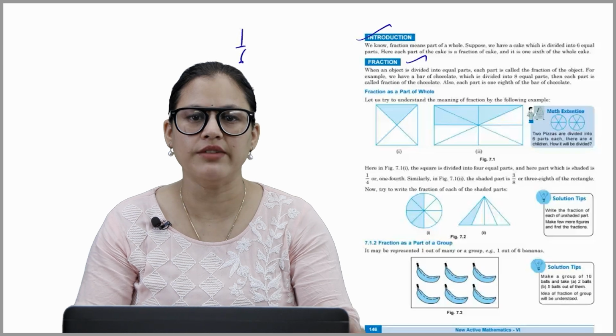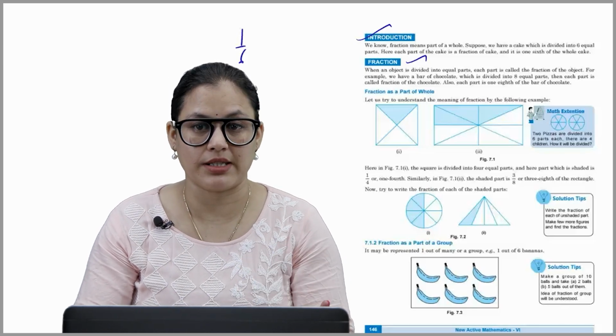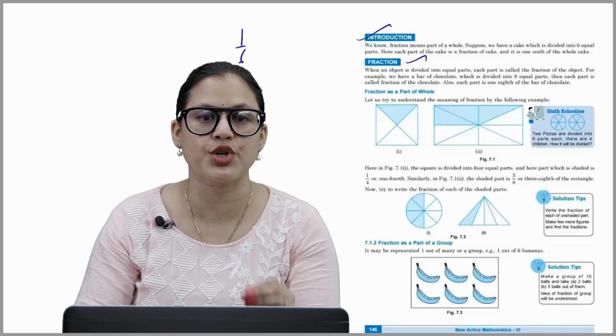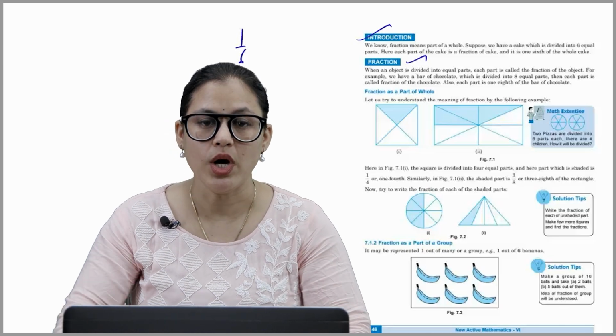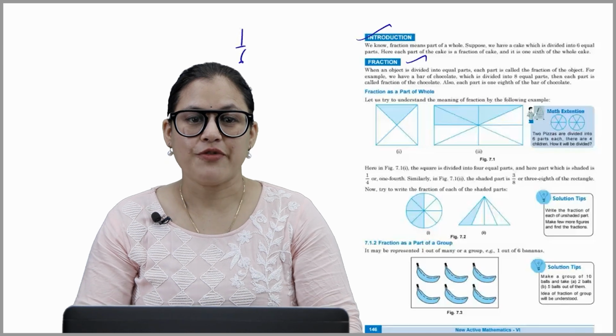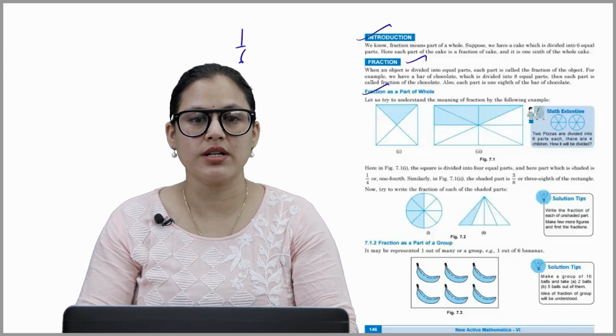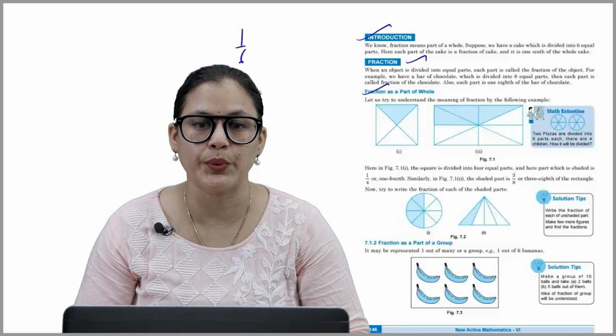For example, we have a bar of chocolate which is divided into 8 equal parts. Then each part is called a fraction of the chocolate. Also, each part is 1/8 of the bar of chocolate. Fraction as a part of whole. Let us try to understand the meaning of fraction by the following example.